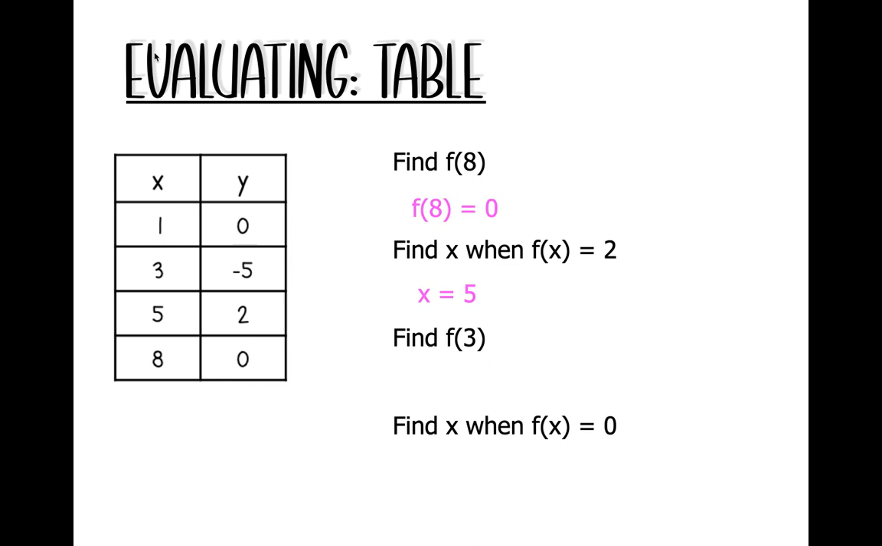Try the last two and see if your answers match mine. If you said f of 3 equals negative 5, great job. And in the last slide, you should hopefully have arrived at x is either 1 and x is 8. If we look at 0 in the y column, you'll see that it is there twice. So that means that there are two x values that have the same y value. So here, x will be equal to 1 and x is equal to 8.